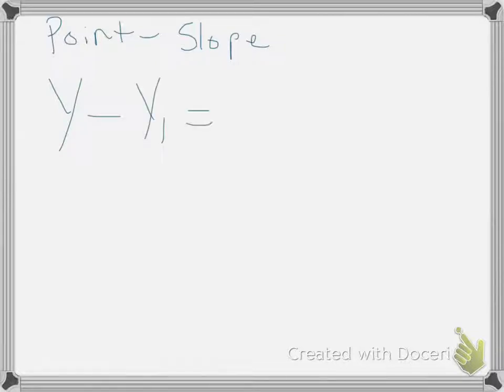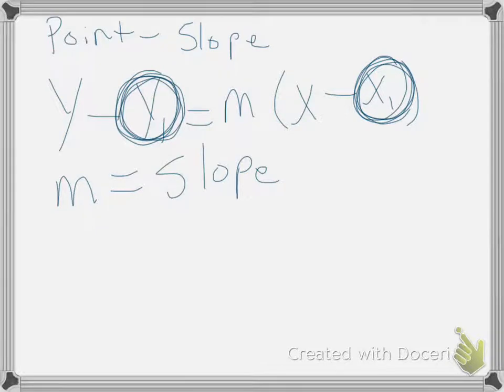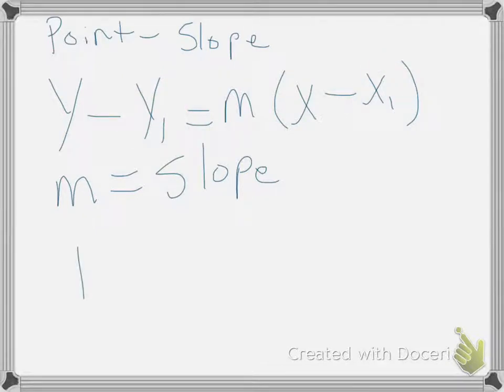We're going to do, it's called point slope. It is y minus y1 equals m onto x minus x1. M is still the slope, and x1 and y1, those are your points, or a point. x1, comma, y1.